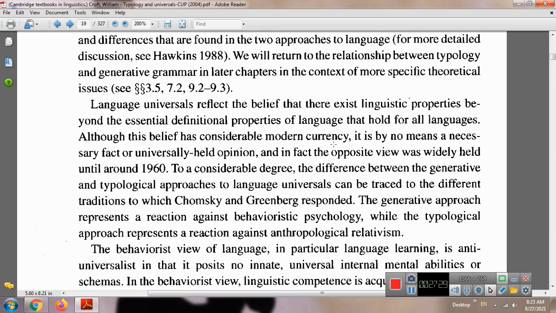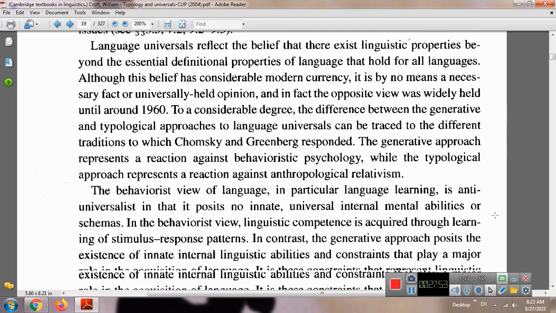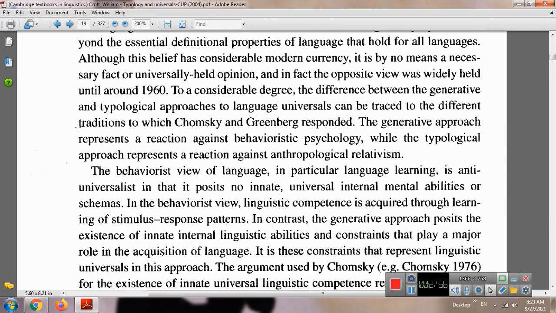This belief has considerable modern currency. It is by no means a necessary fact or universally held opinion, and in fact, the positive view was widely held until around 1960. To a considerable degree, the difference between the generative and typological approaches to language universals can be traced to different traditions to which Chomsky and Greenberg responded. The generative approach represents a reaction against behavioristic psychology.